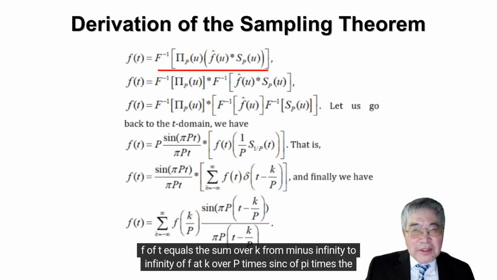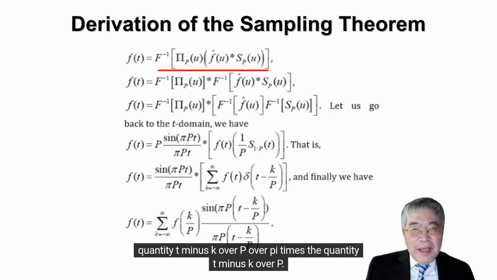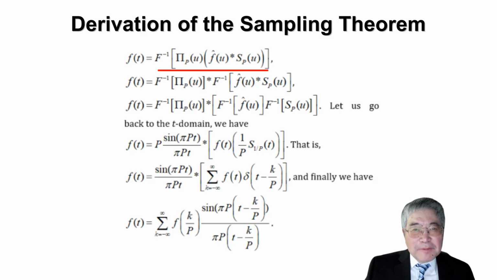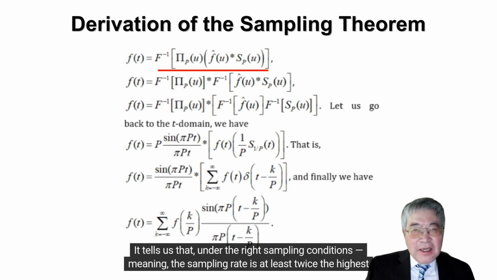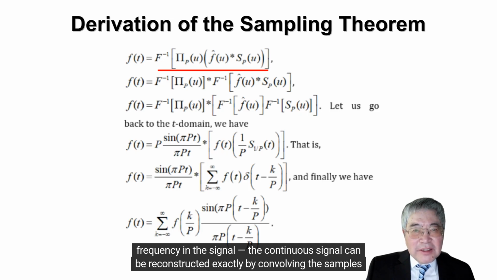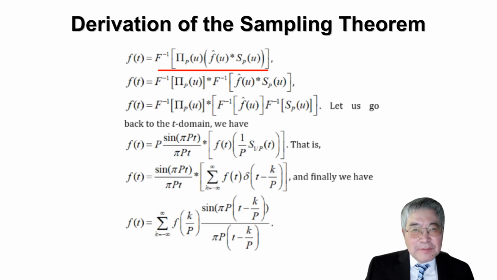f of t equals the sum over k from minus infinity to infinity of f at k over p times sinc of pi times the quantity t minus k over p, divided by pi times the quantity t minus k over p. This is the classic sinc interpolation formula. It tells us that under the right sampling conditions, meaning the sampling rate is at least twice the highest frequency in the signal, the continuous signal can be reconstructed exactly by convolving the samples with the sinc function.